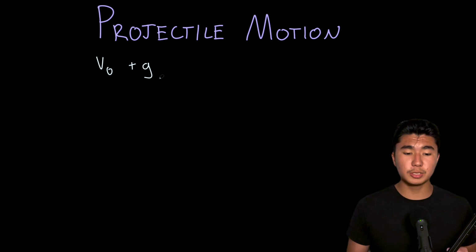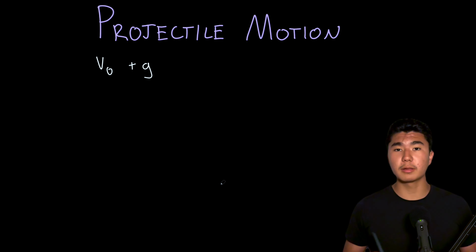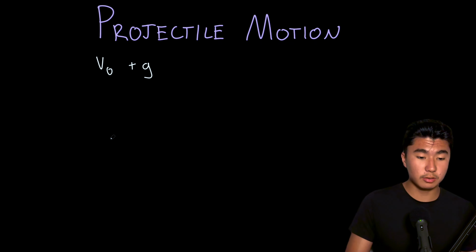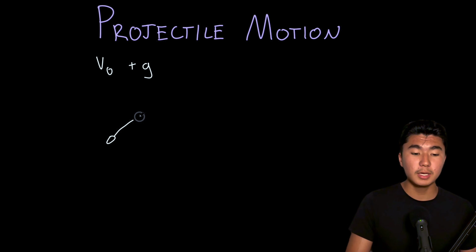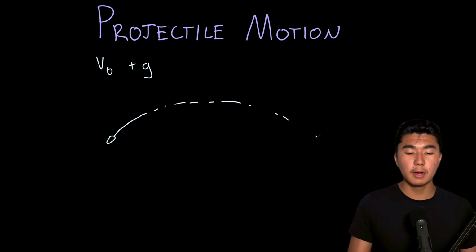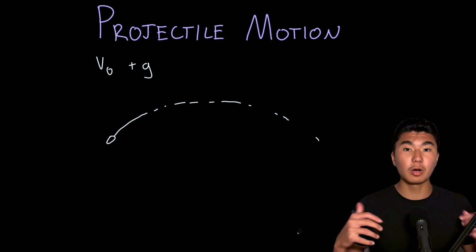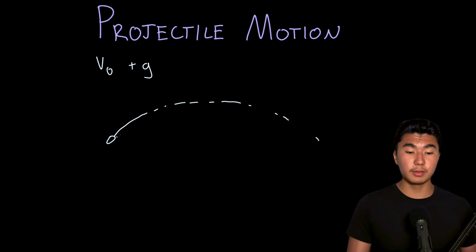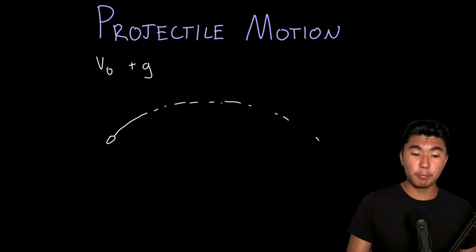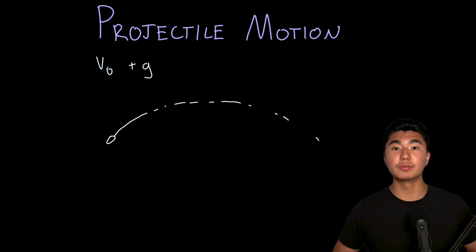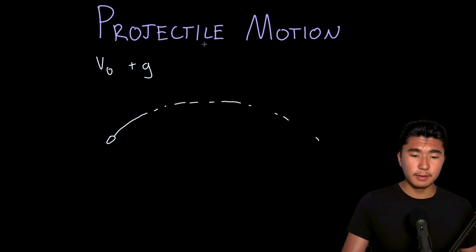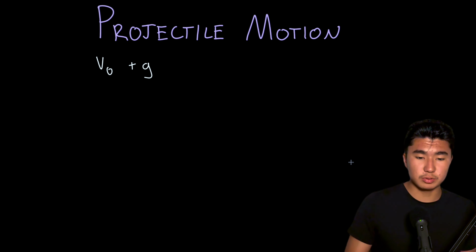Some examples of projectile motion are like throwing a football. When you throw a football, let's just say this is our football, it's going to make a sort of parabola type of curve, you could say. When you throw a football, it'll reach its maximum point, maybe somewhere over here, and fall down due to gravity. So that is the conceptual side of projectile motion.